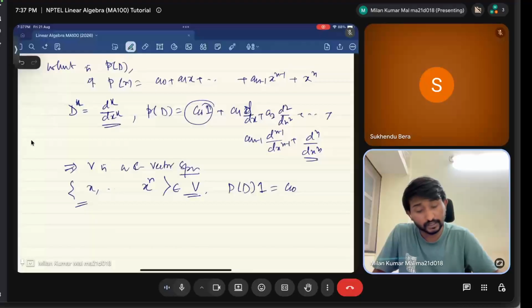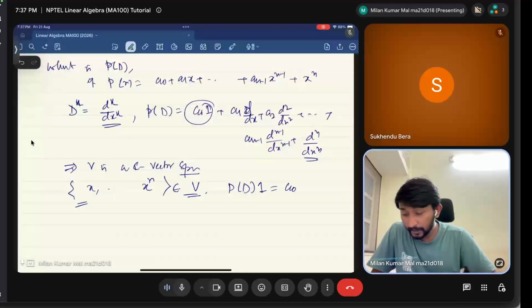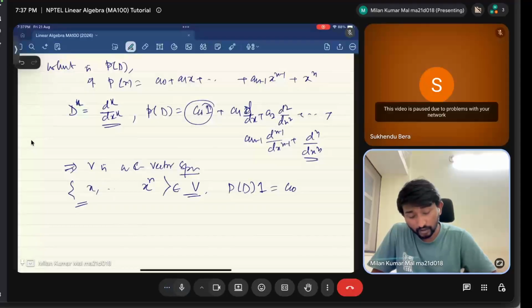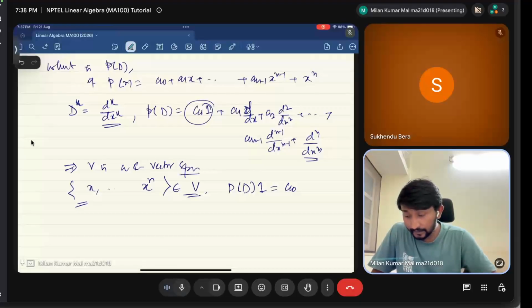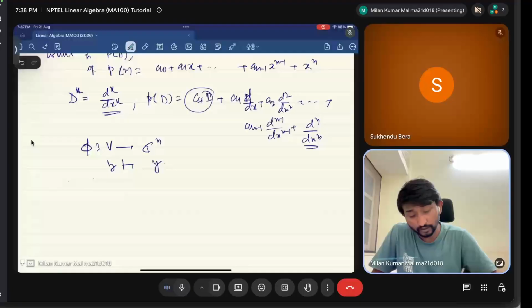Another way we can prove this. Let us define a map phi from the vector space V to C^n, which sends every element y to (y(0), y'(0), all the way to the (n-1)th derivative at the point 0). Then clearly phi is a linear map. Why is that a linear map?